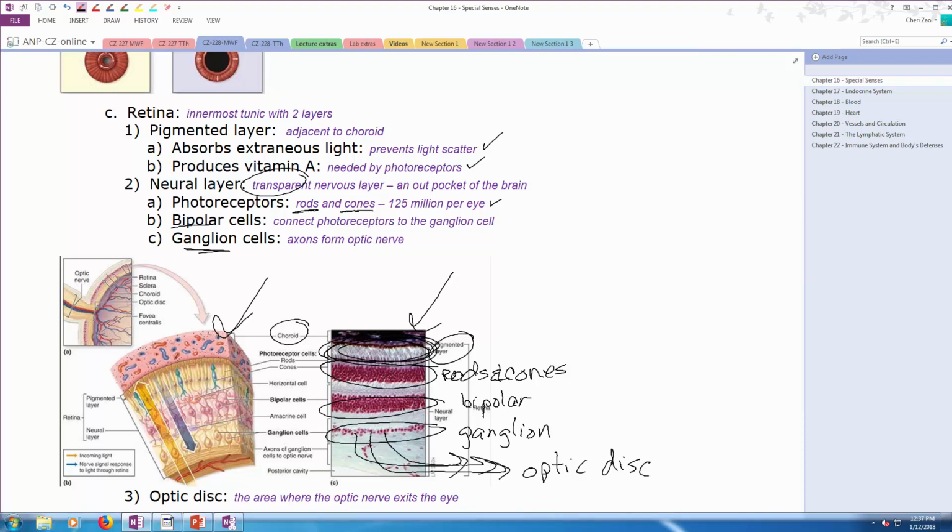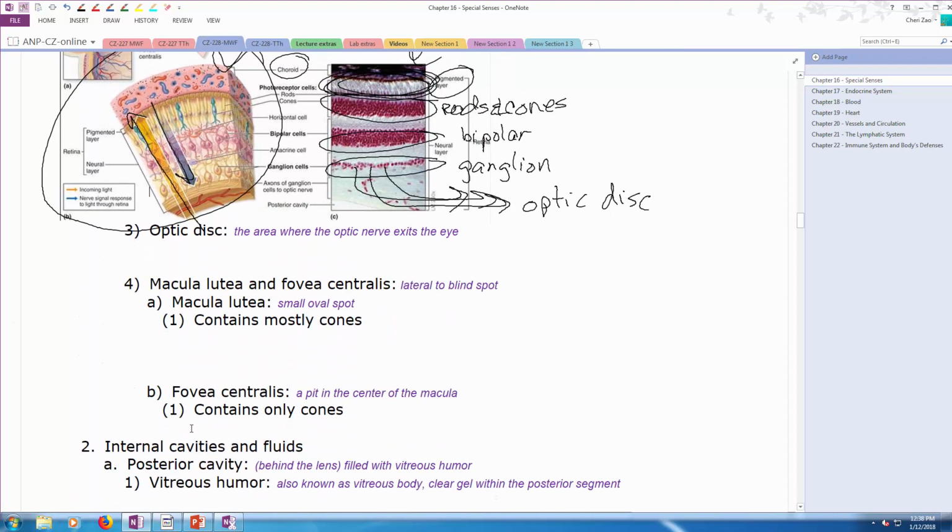So what I like about this picture over here is that it shows you light is coming in and going through all those layers to stimulate the receptive part of our photoreceptor cells. Then the information going to the brain is in the opposite direction. So light has to actually pass through quite a few cellular layers before it actually hits our photoreceptor cells. And so we want to have precision in how that light gets there for us.